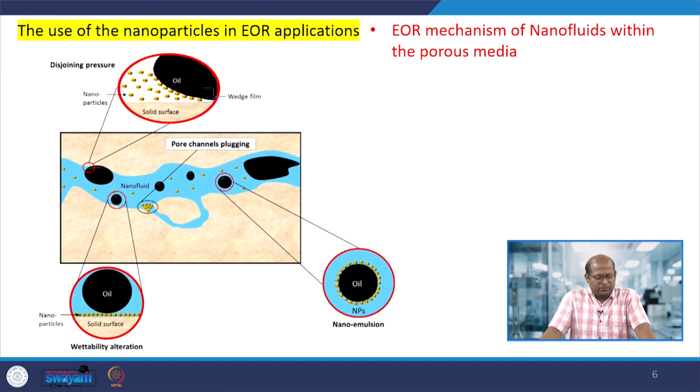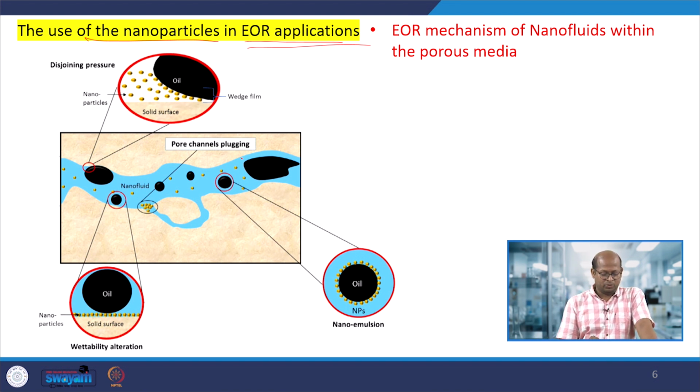Here you can see a schematic diagram showing the use of nanoparticles for enhanced oil recovery applications. The blue color is the fluid or nanofluid, with different nanoparticles present in it. The black color is the oil, and this is the solid surface, the rock. The oil particles are attached to the rock or sand.